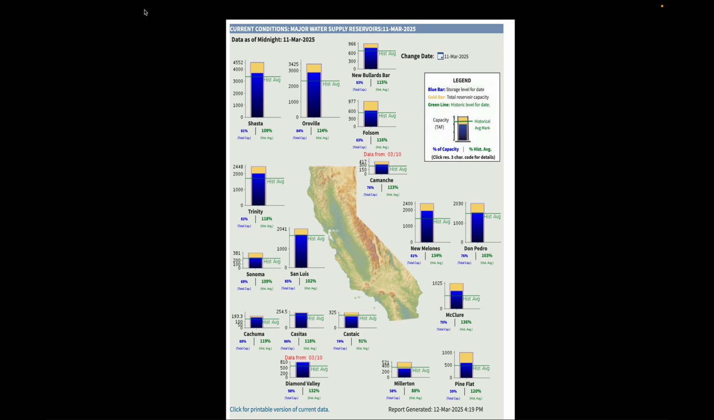Okay, then we have other types of data products. In this case, this is what our state reservoirs look like right now. Let me explain this one to you. We have reservoirs oriented across the state of California. The orientation of where these graphs are is roughly where they are in the state, so the ones that are more north are towards the top of the display. The total size of the bar, the yellow box, is if the reservoir was at full capacity, 100%. The level of water would be to the top of that yellow bar.